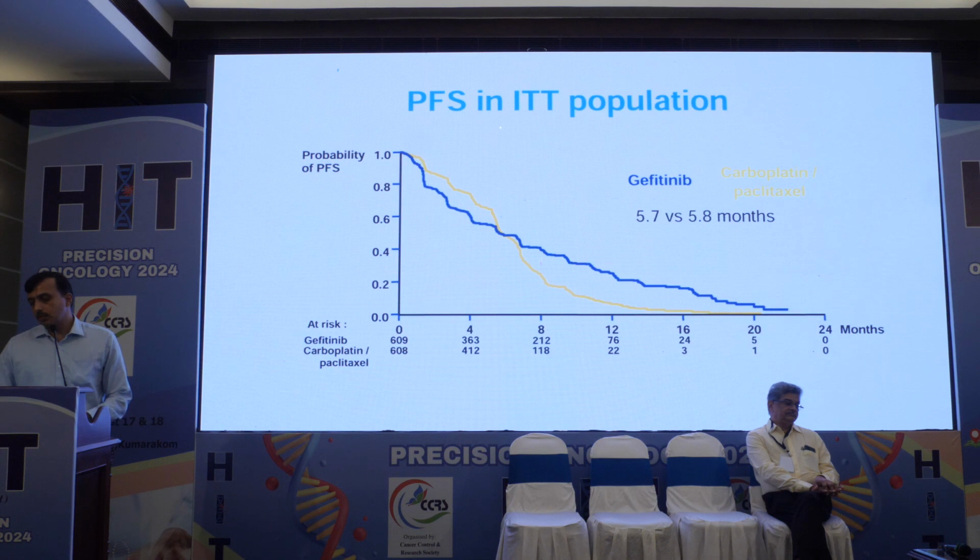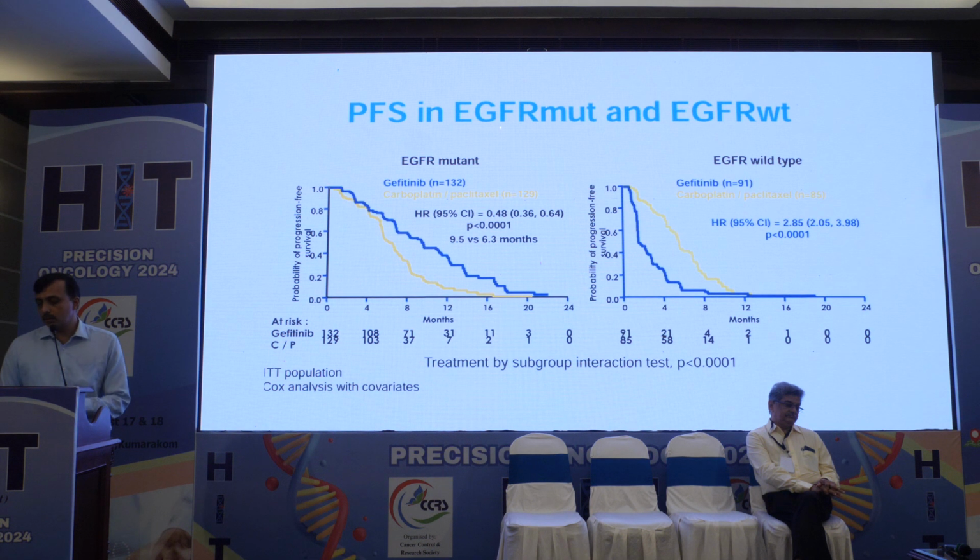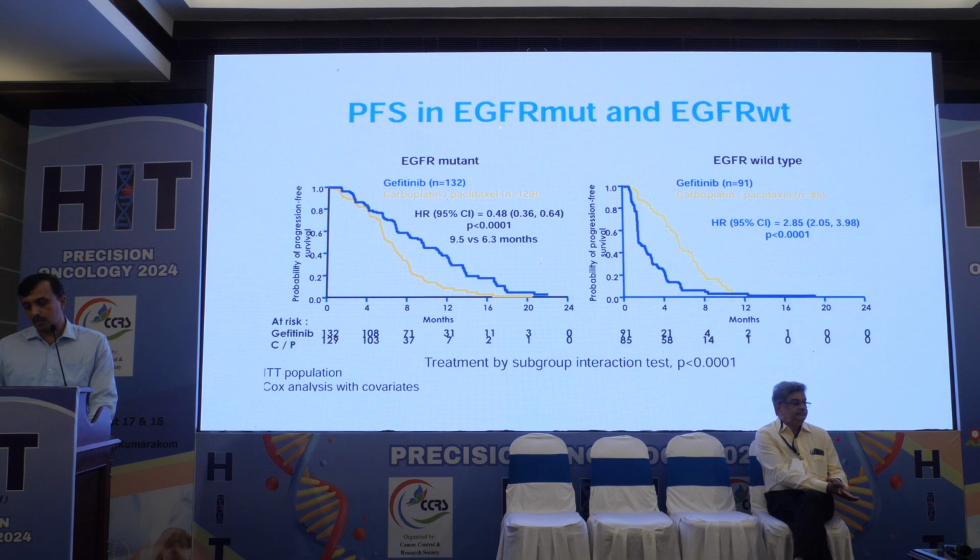What they understood was that in the overall population, the PFS of carboplatin versus gefitinib was almost the same, 5.7 versus 5.8 months. But the most important finding was that it was the EGFR mutant population which was getting the benefit. In the EGFR mutant group, the hazard ratio was 0.48 and the PFS was 9.5 versus 6.3 months. More importantly, in the wild type, if you give gefitinib, we get inferior PFS.